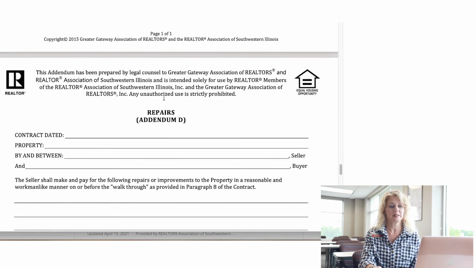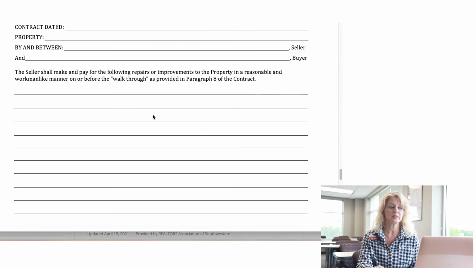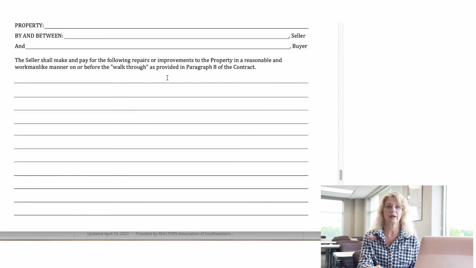Okay, repair addendum. This is the addendum D. Sometimes when you take a buyer through a property and you present an offer and there are clearly known defects and the buyer wants to be sure those are remedied, they don't want to wait for the inspection report to request these repairs. They want to just hit it head on with the purchase contract. So you would mark that addendum D on that page 11 and contract dated, property address, buyers and sellers, and then you would detail the repairs that the buyer is requiring.